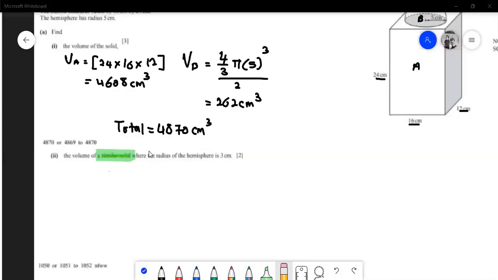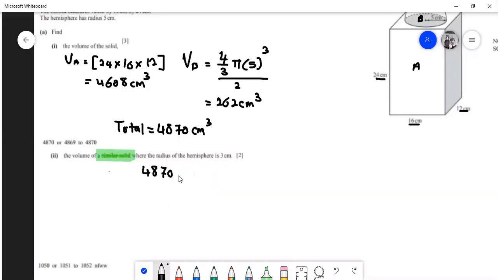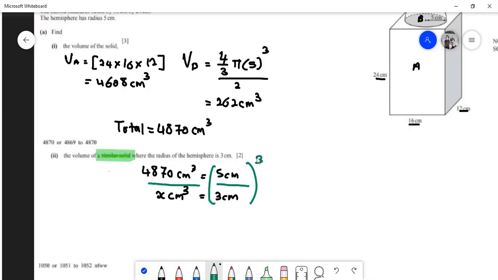Actually I realized we don't have to do it that way. Because this is a similar shape, I'm going to compare. For now this 4870 cm cube is the larger one, and the radius was 5 cm. For the new one, we don't know the volume, but they already said the radius is 3 cm. Like I mentioned just now, you need to make sure they are in the same domain. Right now they are not, so I'm just going to cube the side. So I add cube so that both sides will be the same. Once the same, all we got to do is just a cross multiplication.